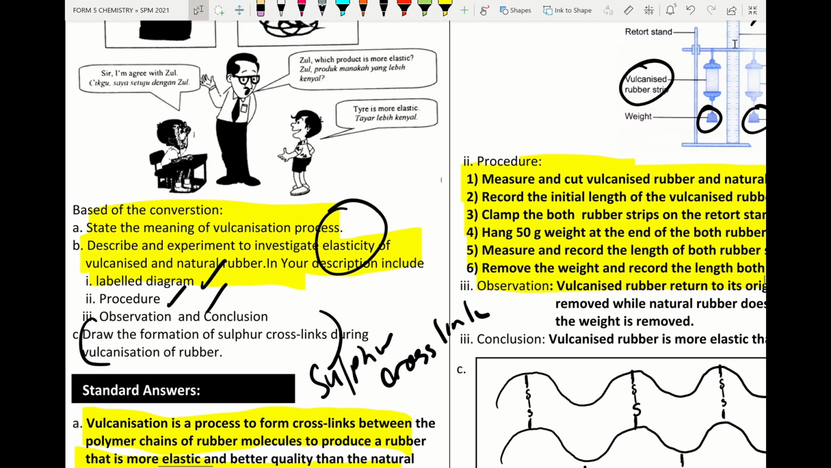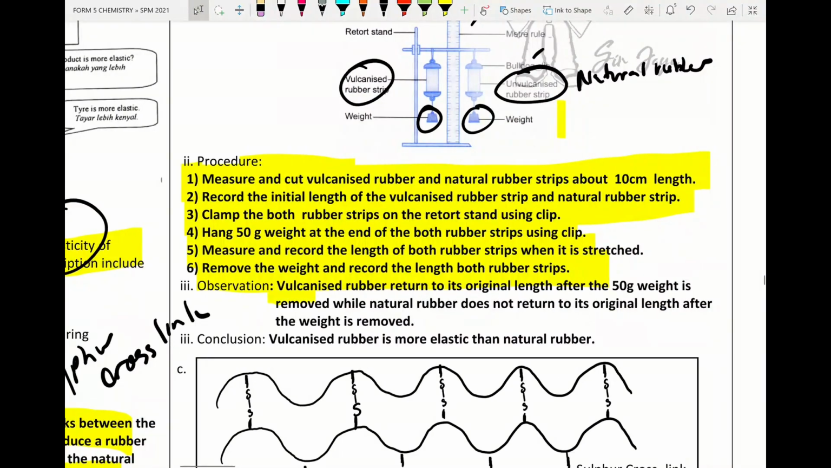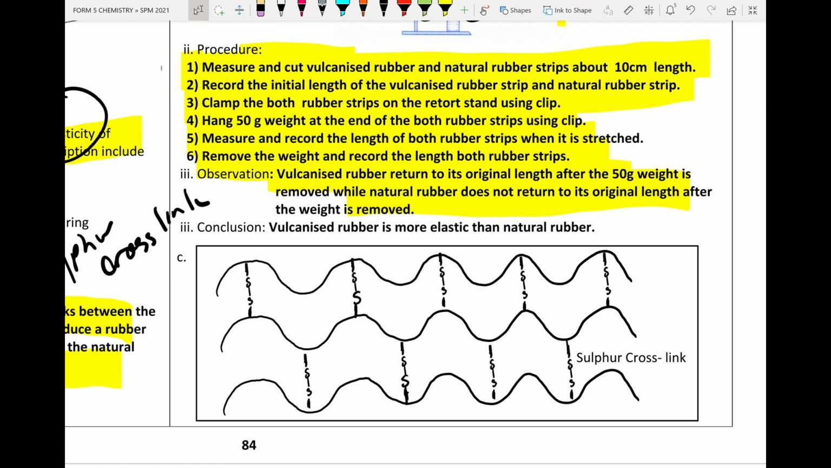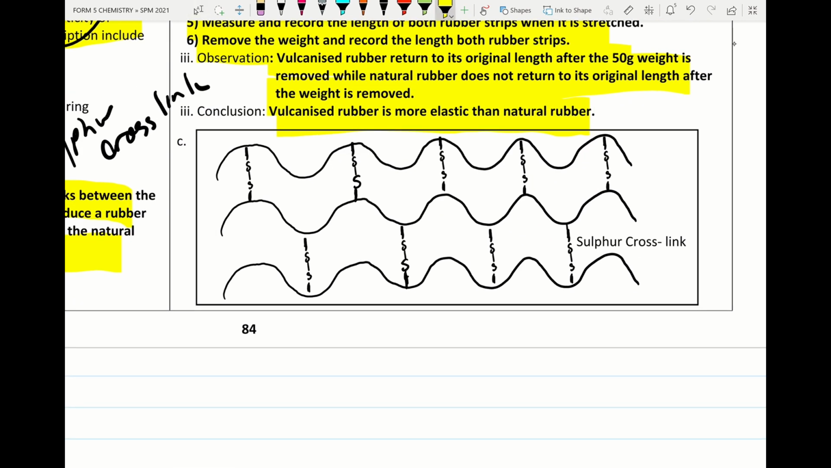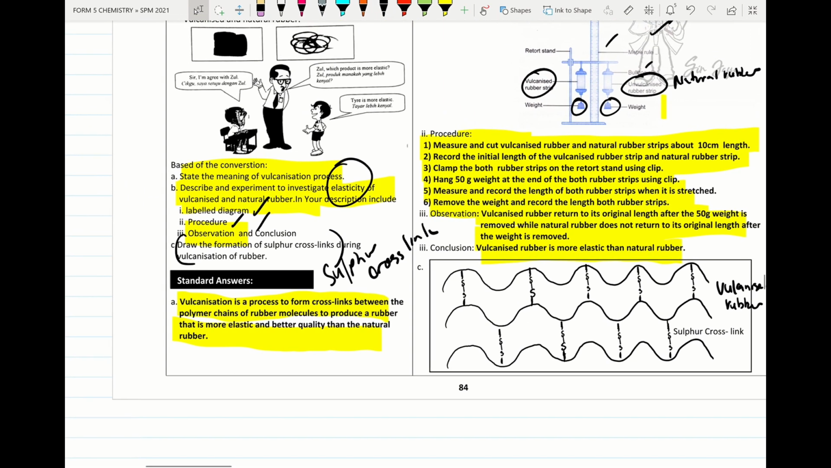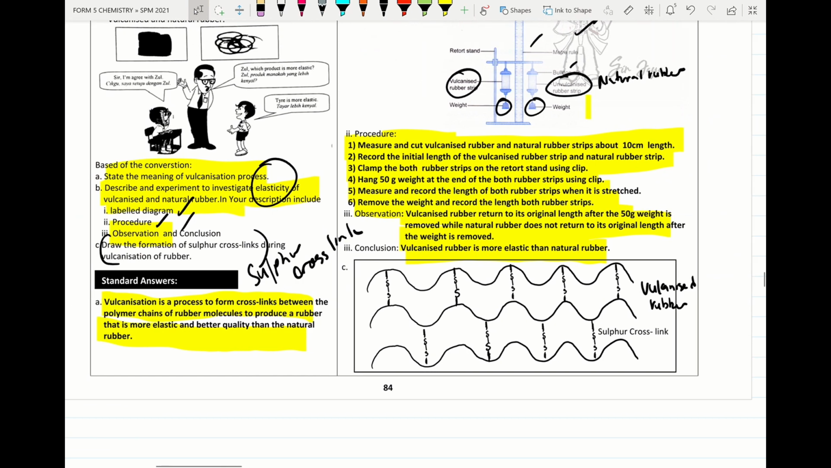They want the observation here. Vulcanized rubber returns to its original length after the 50 gram weight is removed, while natural rubber does not return to its original length after the weight is removed. Vulcanized rubber is more elastic than unvulcanized rubber. So how to draw this one? This is the sulfur cross-link that forms in the vulcanized rubber. We can put vulcanized rubber here. That's how we draw and answer the question.